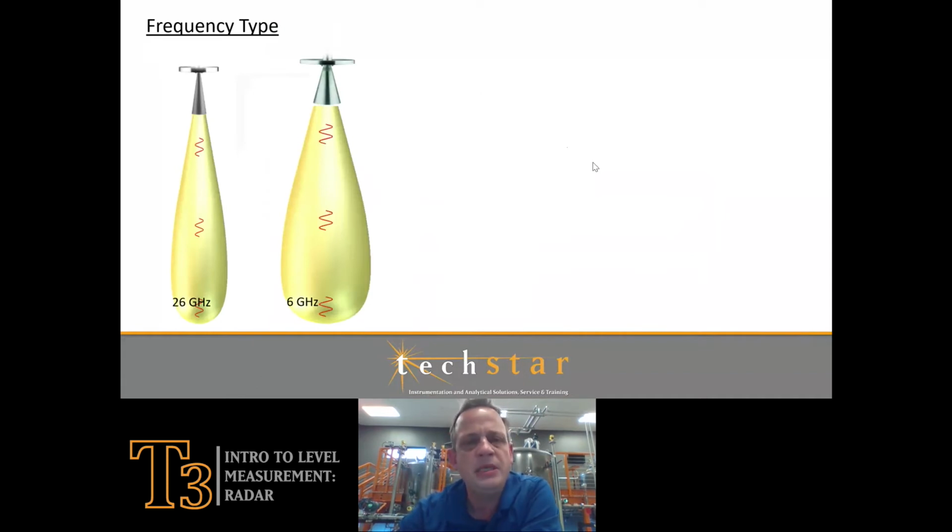So when that beam comes out, it's not a laser. It doesn't come straight down and straight back up. It comes out in what we call a beam angle, okay? There's a couple different things that determine your beam angle. One of those is going to be the frequency of the device. Your higher frequency is going to produce a narrower beam angle, and your lower frequency is going to produce a larger beam angle.